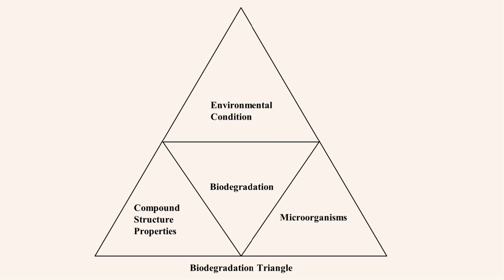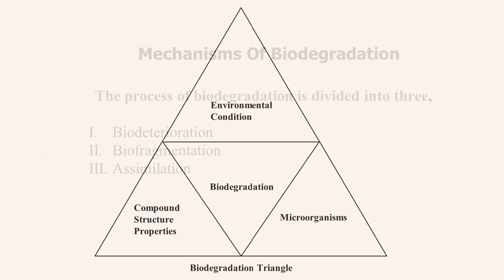This is the biodegradation triangle. Environmental conditions such as pH, temperature, and moisture. Breakdown of organic matter by microorganisms such as bacteria and fungi. This is all very important for biodegradation. Compound structure properties. This refers to the chemical and physical properties of the compound being degraded. Some compounds are more resistant to biodegradation due to their complex or stable molecular structure. Properties like solubility, molecular size, and the presence of functional groups can affect the biodegradation rate.